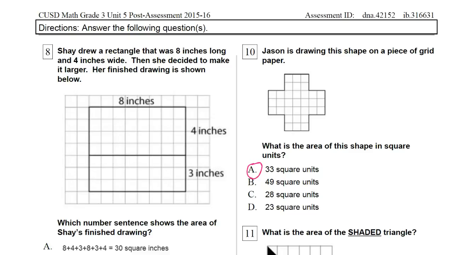Another way to do it would be what? I could decompose the figure like this, cut it this way, and the top shape I have 3, 2, so 3 times 2 is 6. That's the area for that one.